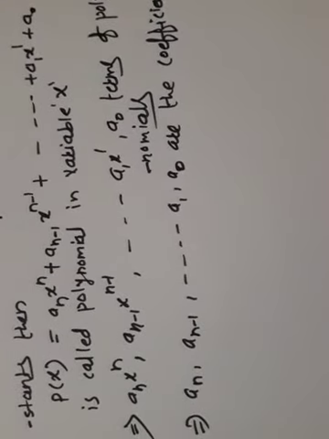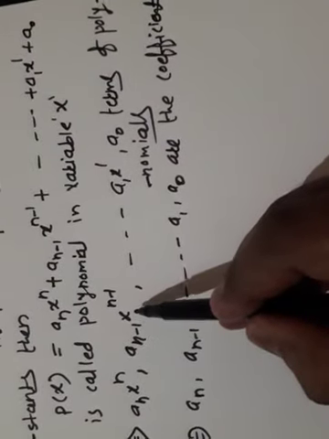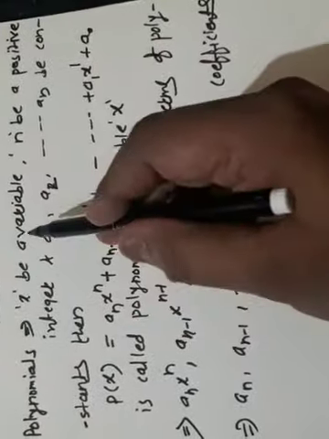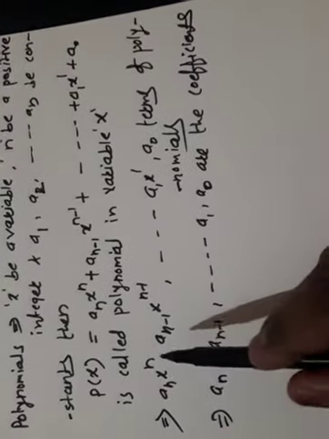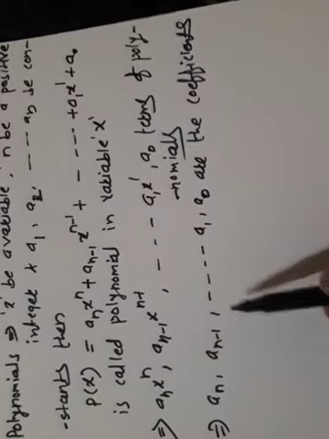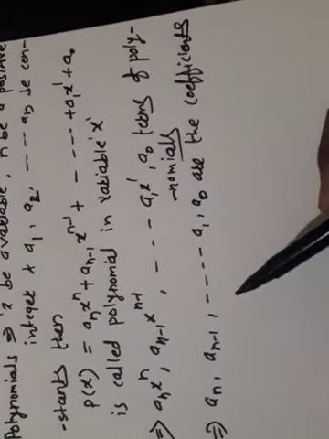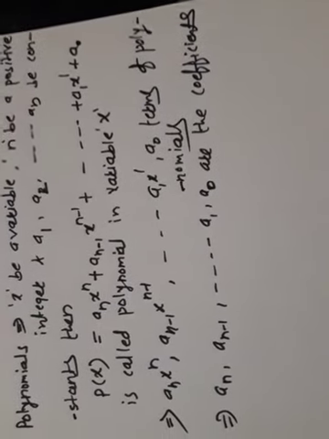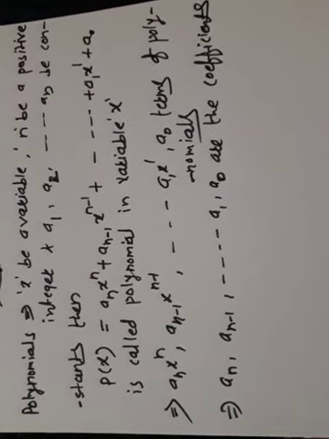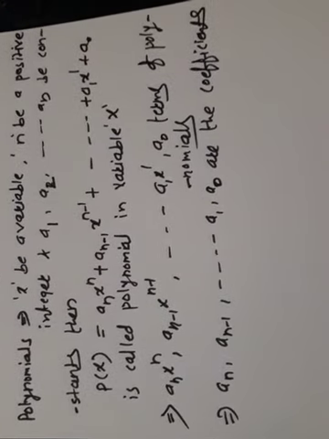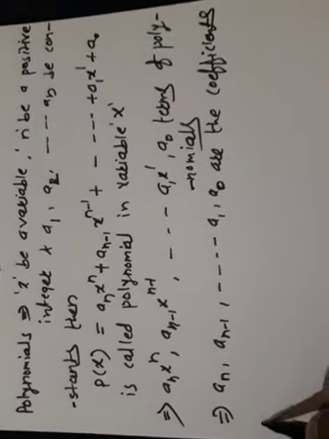And in those terms, if you observe carefully, x is the variable, as I already mentioned. Except for the variable, whatever remains, an minus 1, a1, a0, are the coefficients. Coefficients of what? Coefficients of variable x. Coefficient means what? The number which is multiplied to the variable. Do you understand? That is known as coefficient.